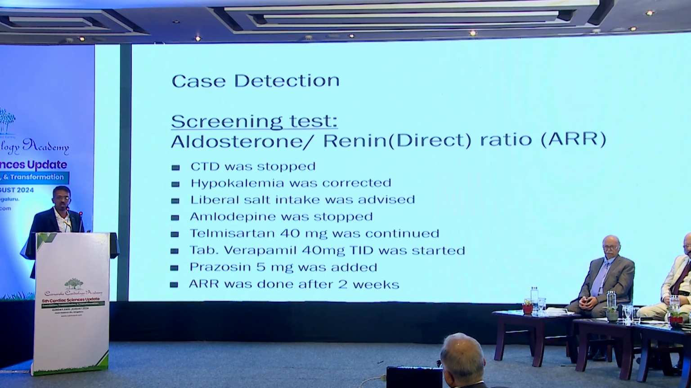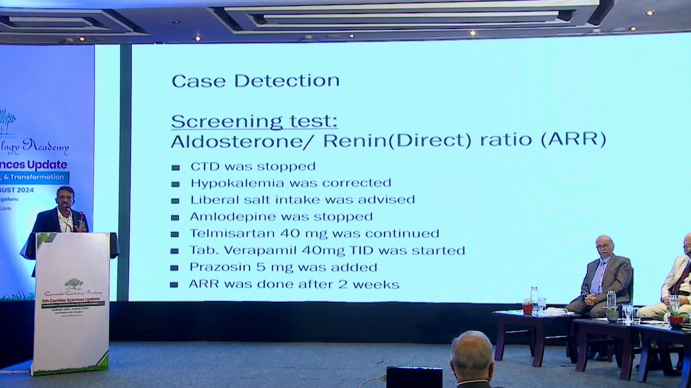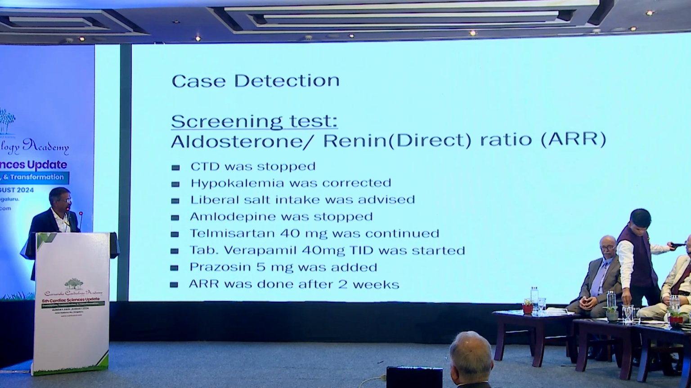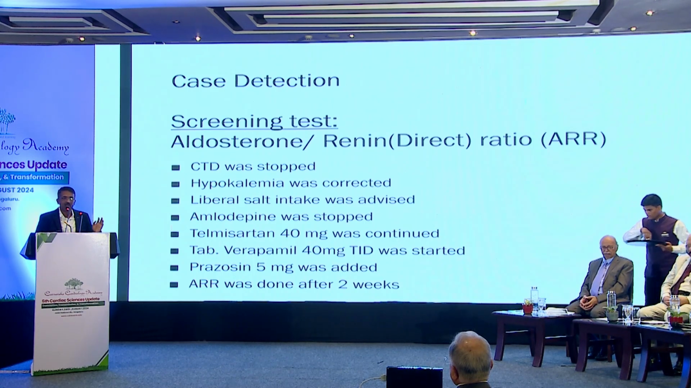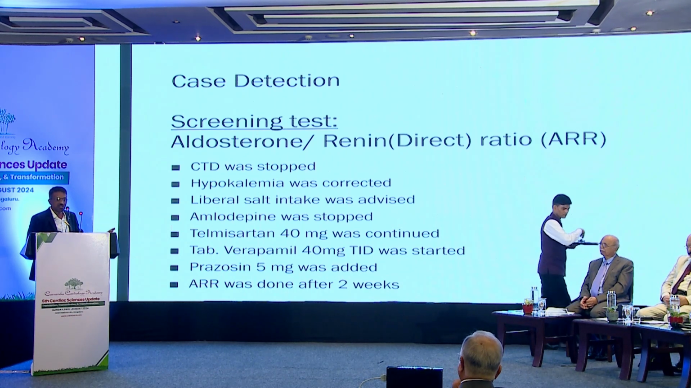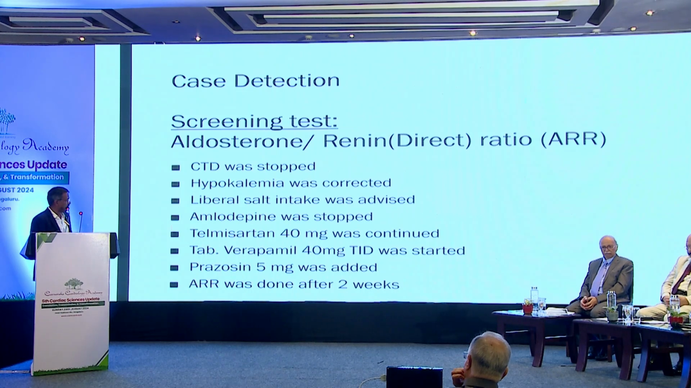Amlodipine was stopped here because it's going to cause a reflex increase in the renin levels. And telmisartan, though there is a school of thought which is totally different, either you have to stop an ARB before an ARR, or you can continue it during the test. In this particular patient, because the blood pressure was quite high, and it's a class 2A recommendation whether you want to stop an ARB before an ARR or not, I kept it, I did not change it. I changed amlodipine to verapamil. I added prazosin. So I waited for 2 weeks, and after 2 weeks, an ARR was done.